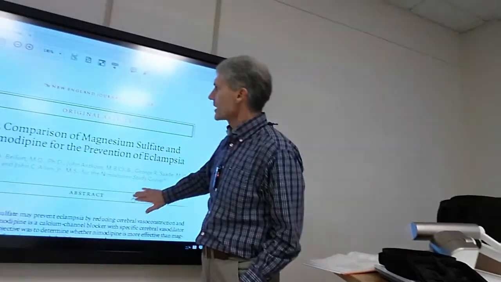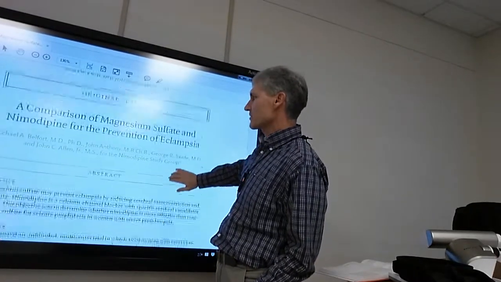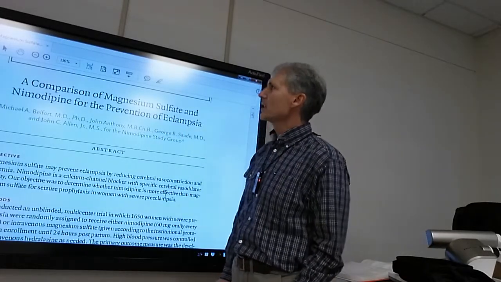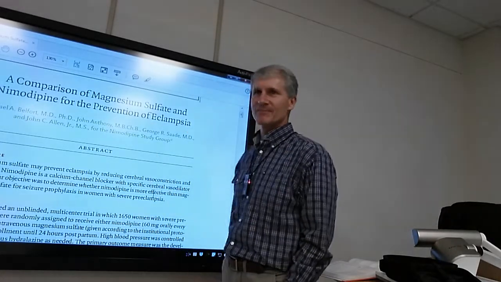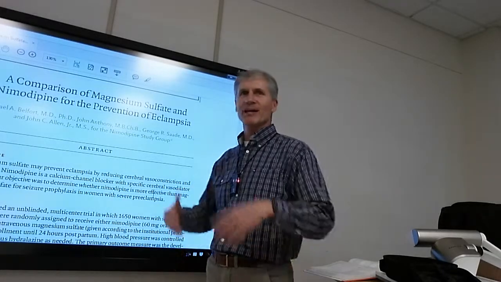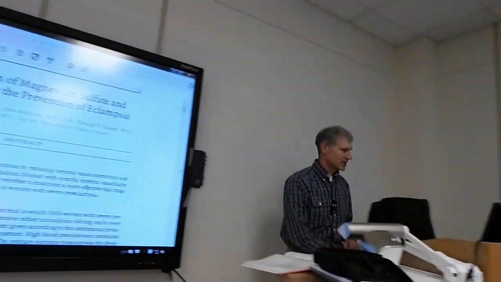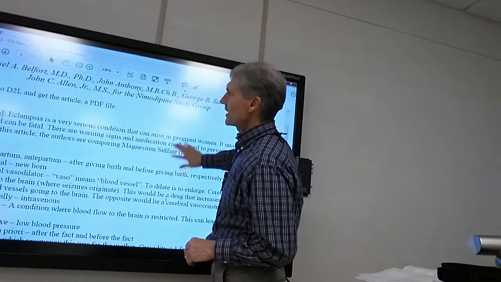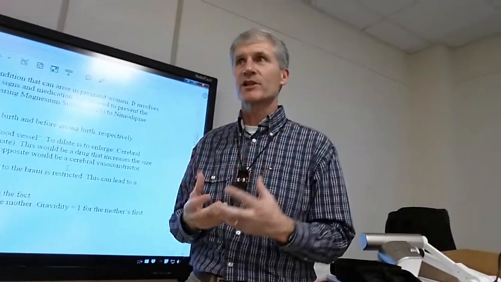So this is an electronic copy of an article that was published in the New England Journal of Medicine back in 2003. It's called A Comparison of Magnesium Sulfate and Nimodipine, I'm not sure how to pronounce that, for the prevention of eclampsia. Now, I don't expect you to be up on medical terminology, so don't worry about that part of it. The other document, the instructions document, gives you some background, and you'll want to read through it to understand the questions that are being asked.